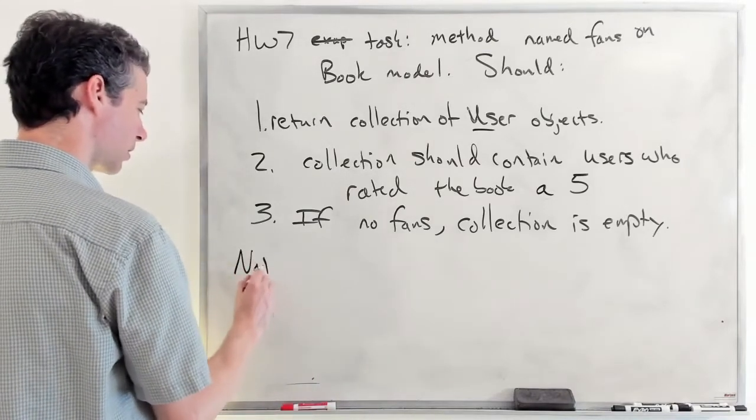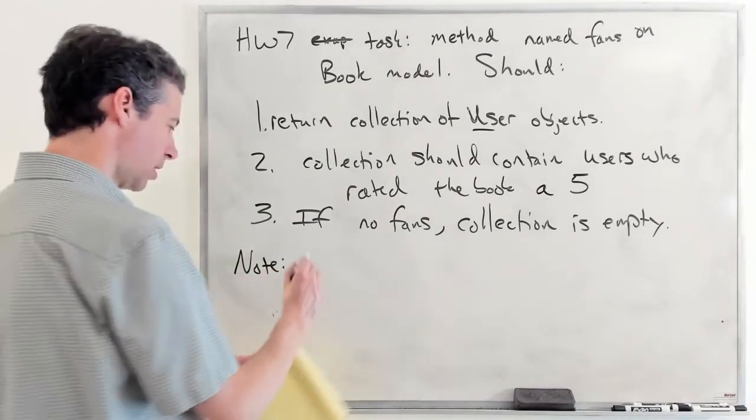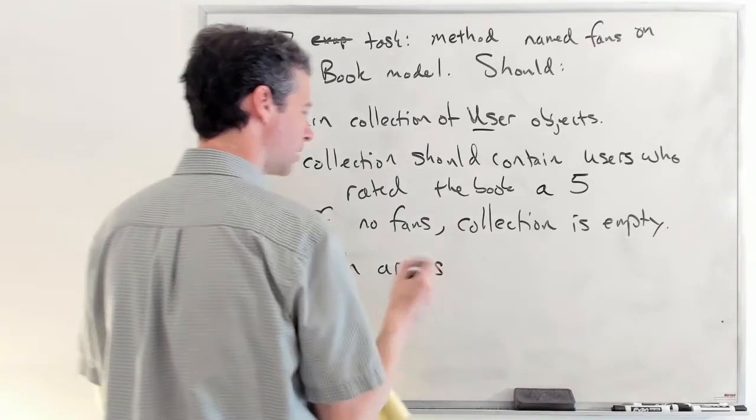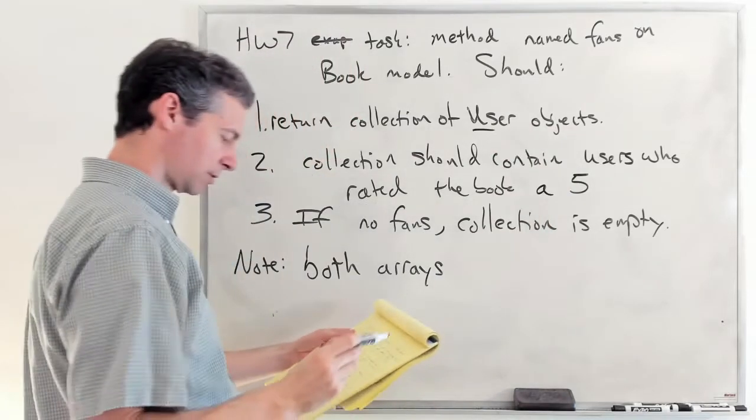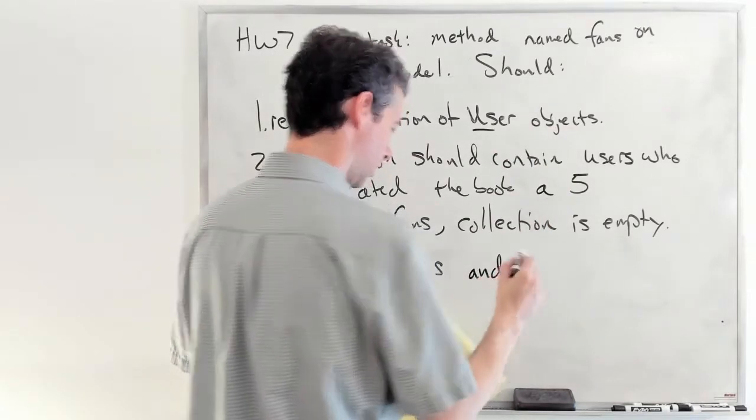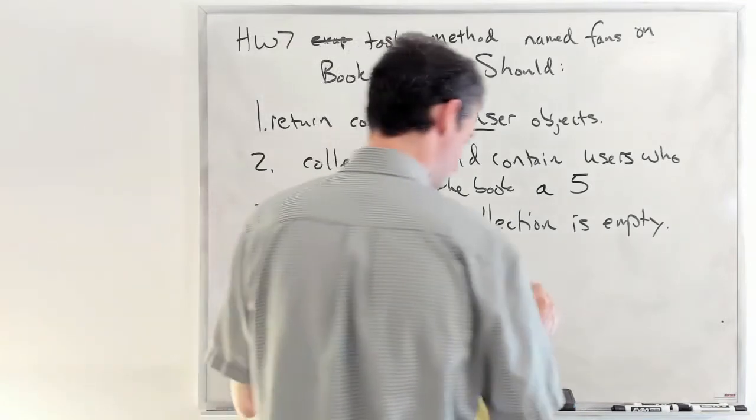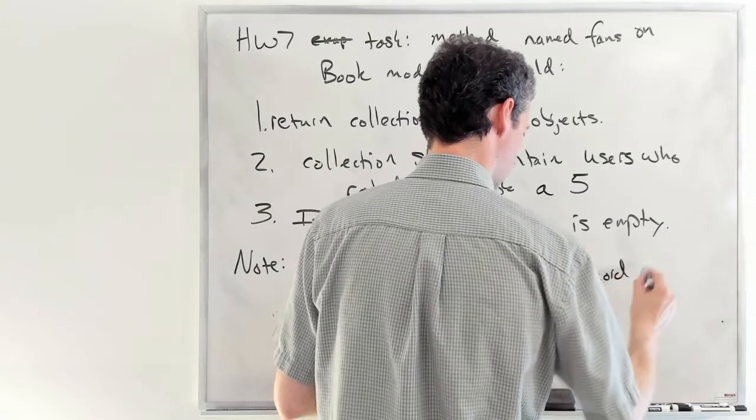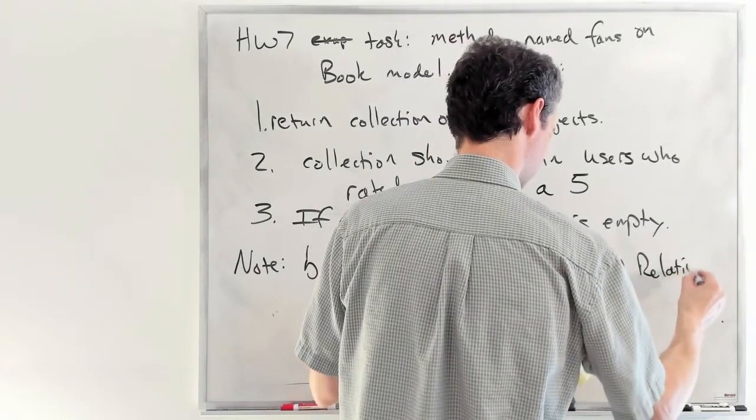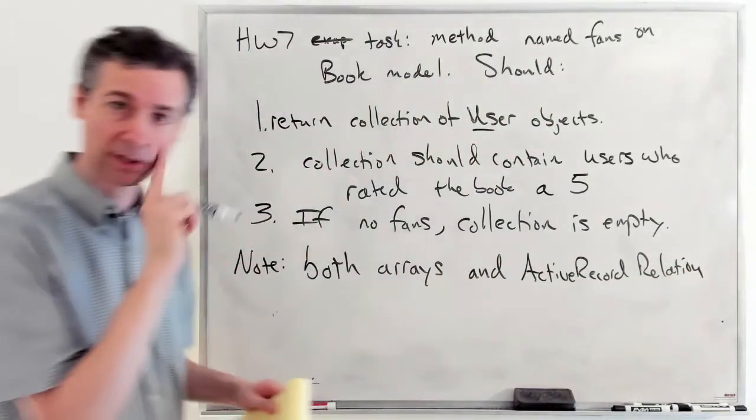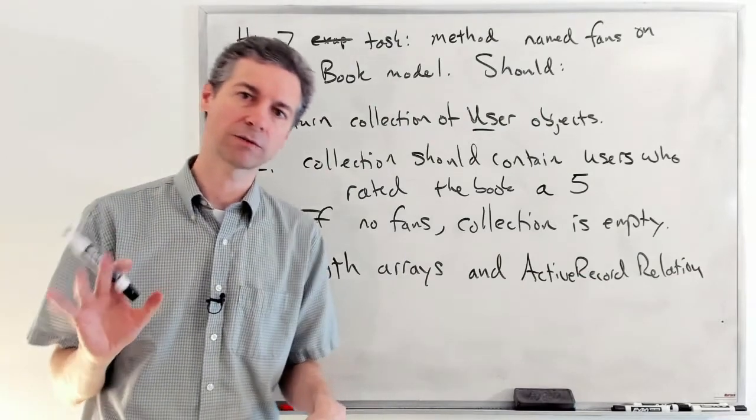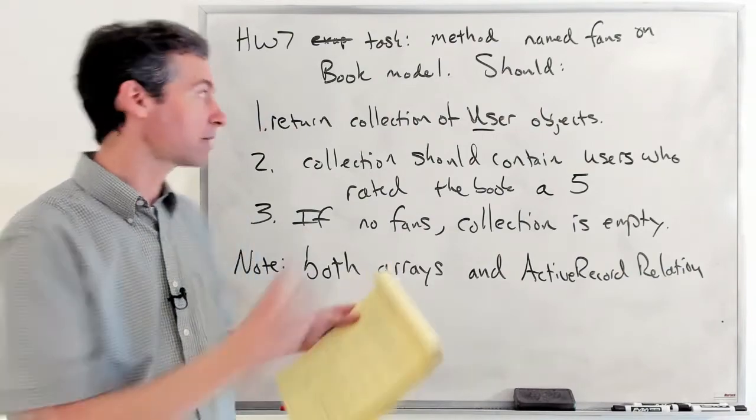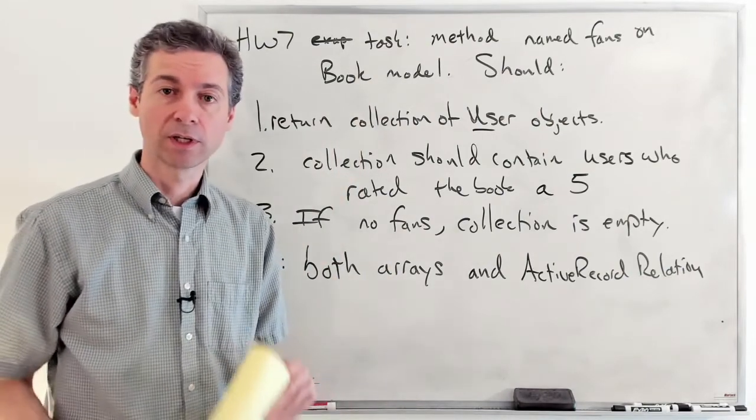And we can also note from the specification that both arrays work, so if I make an array of user objects, I'm going to have a valid collection by the specification. It then explains that this is an ActiveRecord relation, and it says in the homework that the ActiveRecord relation is what gets returned when you do calls on these ActiveRecord objects.